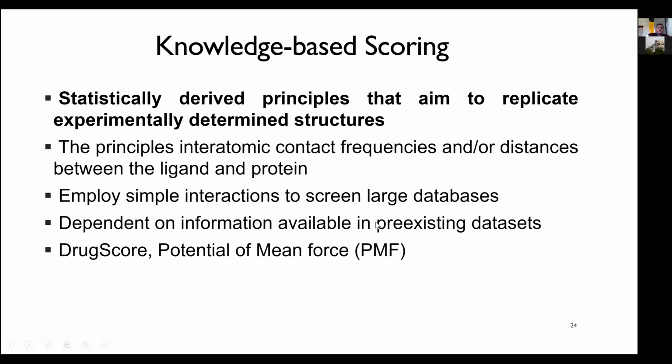Okay. Now, the knowledge-based scoring function is entirely dependent upon experimentally determined values. Now, these are statistically derived principles.